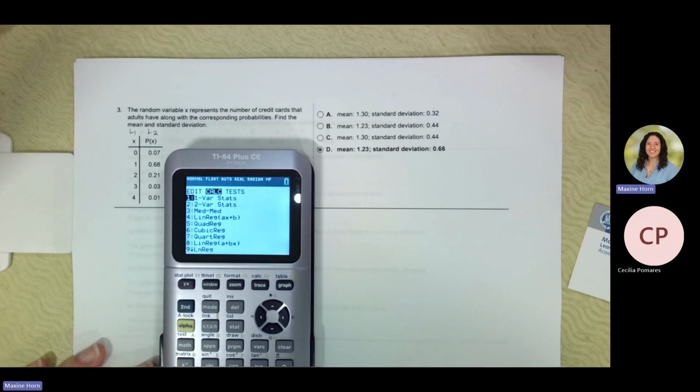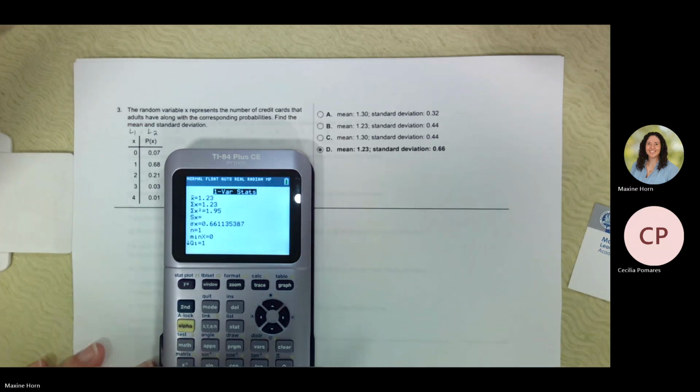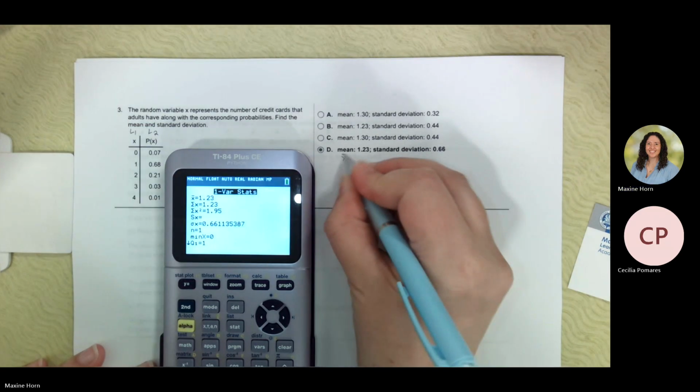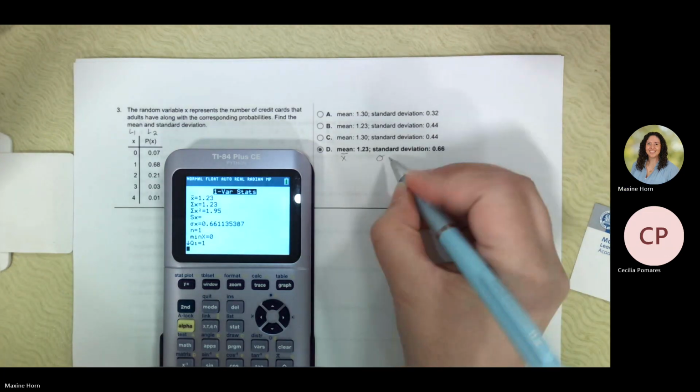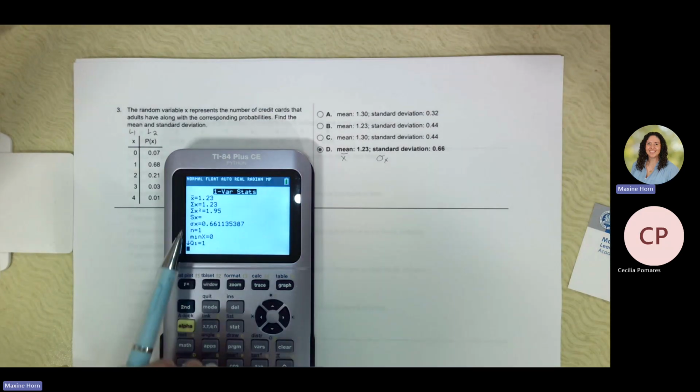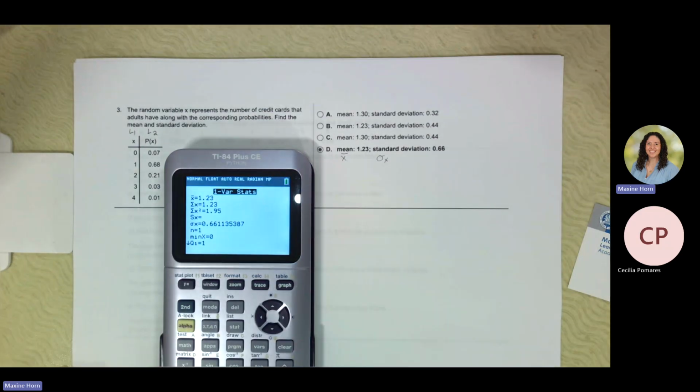Once it's in list 1 and 2, you're going to go back to stat, go to calculate and 1 var stats. Make sure that you have list 1 and then list 2, and then calculate. We can see here that the mean is 1.23 and the standard deviation in the calculator is showing this one right there, that's the 0.66. Okay.